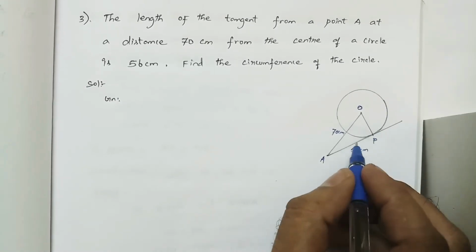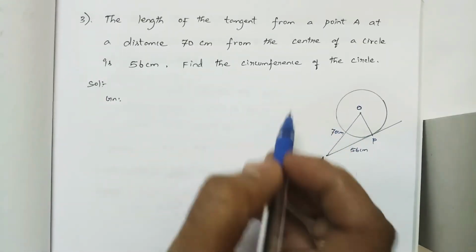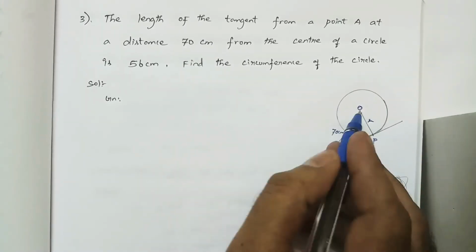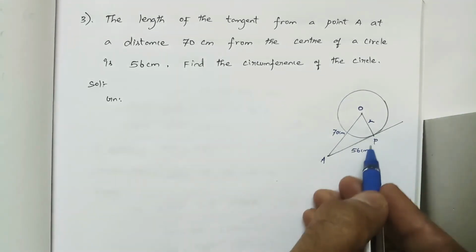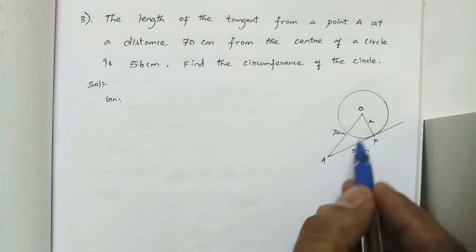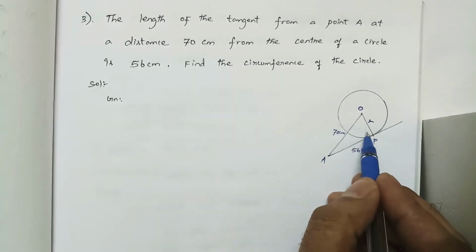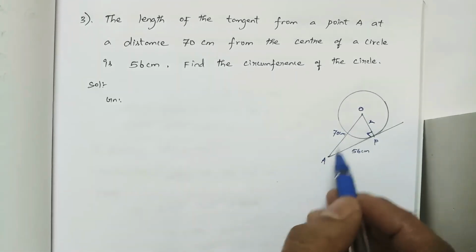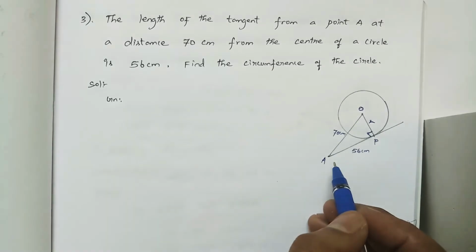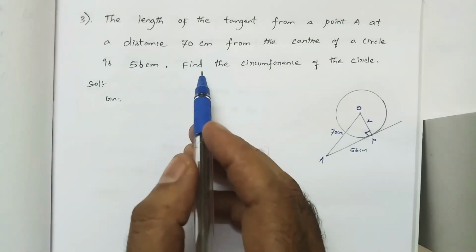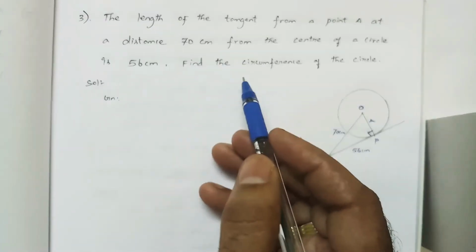Find the circumference of the circle. So we want to find the circumference of the circle. We don't know OP, so how are we going to find OP? We know that OP is the radius and AP is the tangent. OP is perpendicular to tangent AP, a right angle triangle. So OAP is a right angle triangle. By using the Pythagoras theorem, I'm going to find the radius. What we want to find is the circumference of the circle.